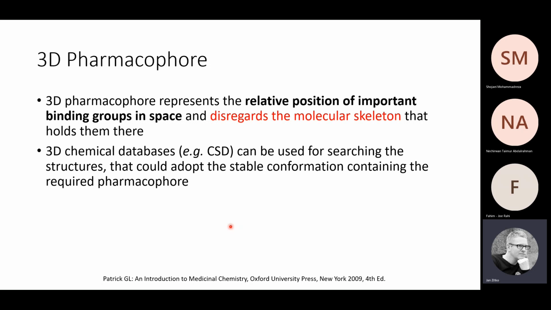The pharmacophore is not only a list of features like 2 hydrogen bond donors, 2 hydrogen bond acceptors, an aromatic ring, and so on, but also their mutual position in space. So you have to identify coordinates in space, and this is a 3D pharmacophore.